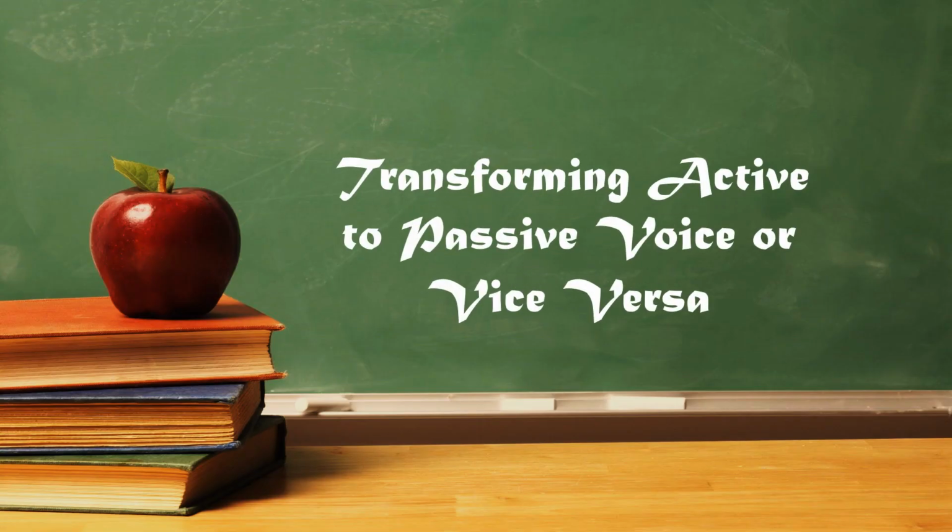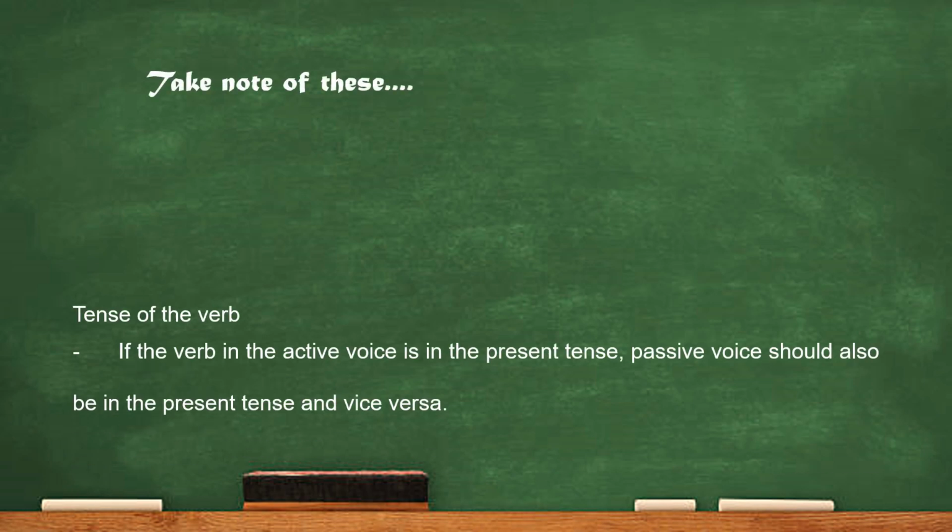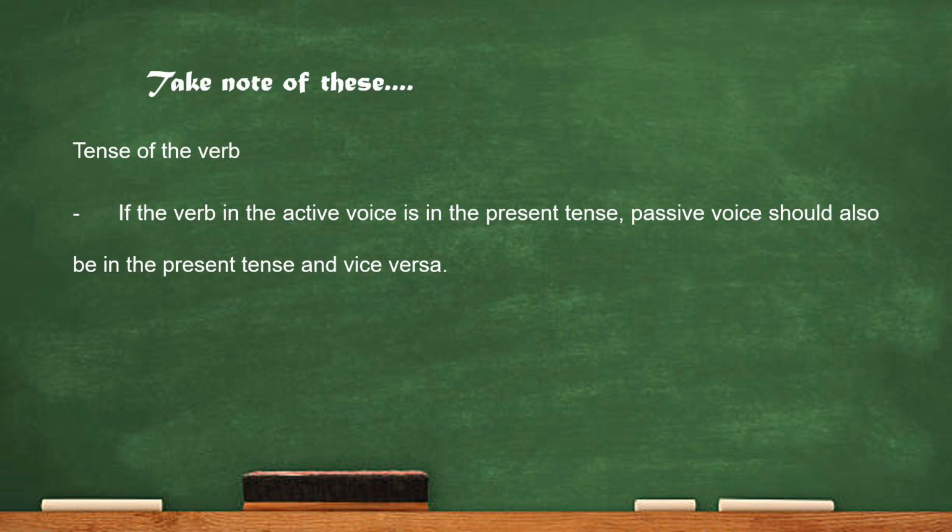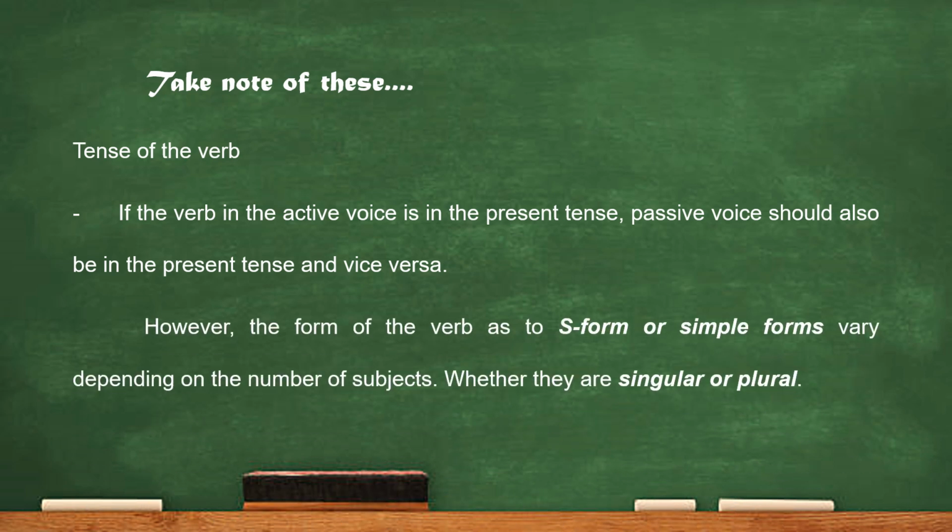Transforming active to passive voice or vice versa. Be reminded that in transforming active voice to passive voice or vice versa, take note of this: the tense of the verb. If the verb in the active voice is in the present tense, passive voice should also be in the present tense and vice versa. However, the form of the verb, as to S form or simple form, varies depending on the number of the subjects, whether they are singular or plural.